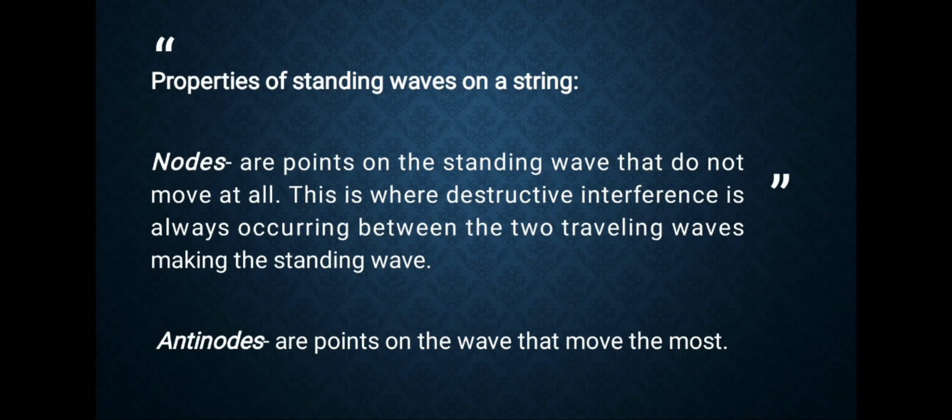Antinodes are points of the wave that move the most. Antinodes are points that move the most, where the wave's amplitudes add up fully. These waves look as if they're standing in place, even though they are created by moving waves.